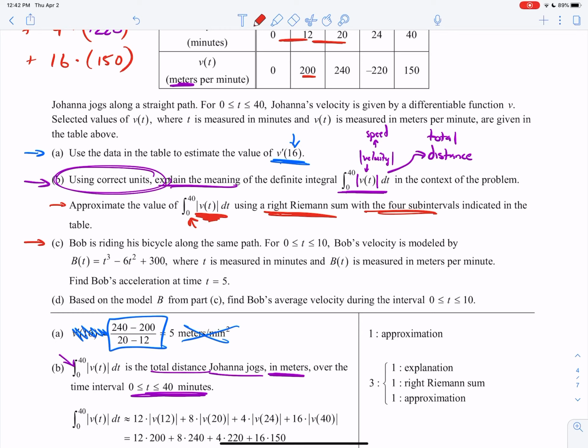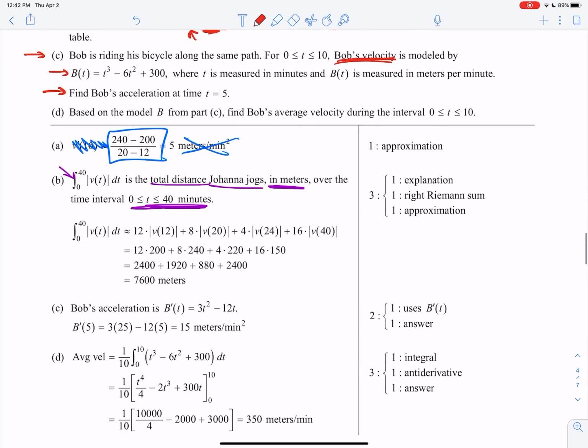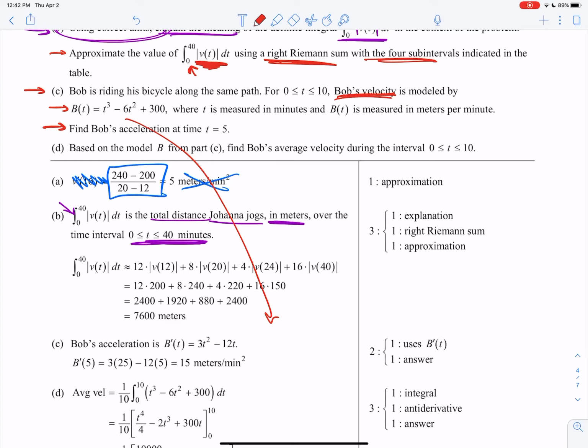They introduce Bob. Bob is riding his bicycle, and they give us his velocity. Okay? So, find the acceleration. Okay? So, pretty much you need to find the derivative, and you need to plug in 5. Okay? So, here we go. The derivative of t cubed minus 6t squared plus 300 is 3t squared minus 12t. And then you plug it in. So that'll be 3 times 5 squared minus 12 times 5. That's enough for equal is equal. You're done there. Okay? No need for units because they didn't ask for it.